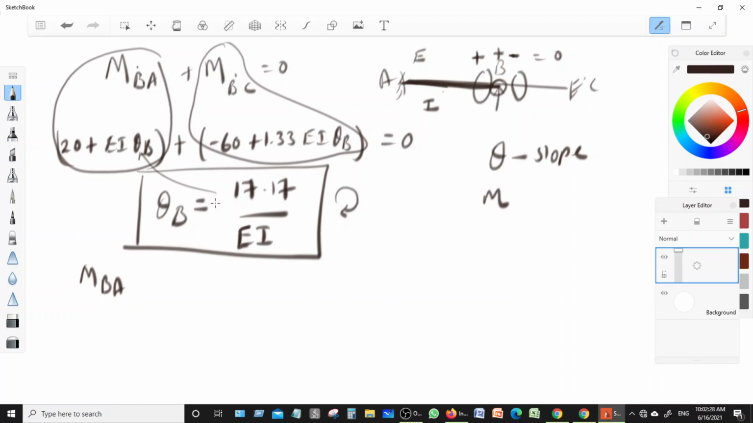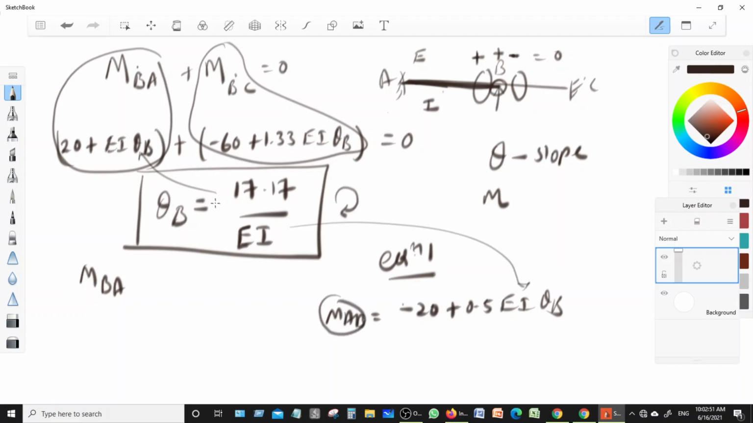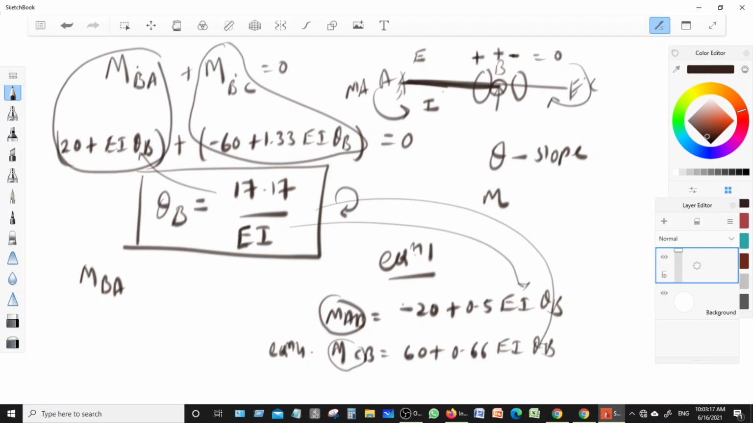At the same time, if you put the value of theta B in equation number 1, that is MAB, which we derived as minus 20 plus 0.5 EI into theta B, you will get MAB, the moment at A. Similarly, if you put that theta B in equation number 4, that is MCB, which we derived as 60 plus 0.66 EI into theta B, you will get the moment at C. So you got the moment at B, moment at C, and moment at A.